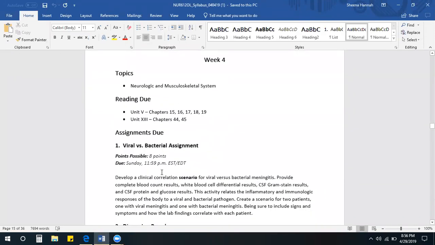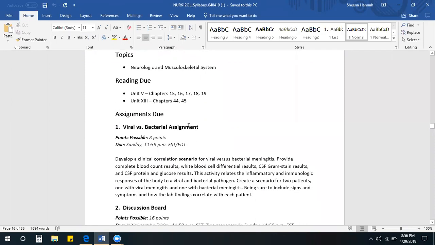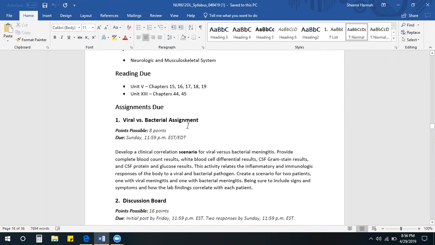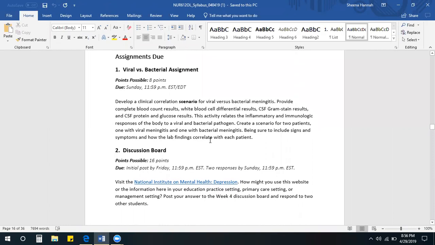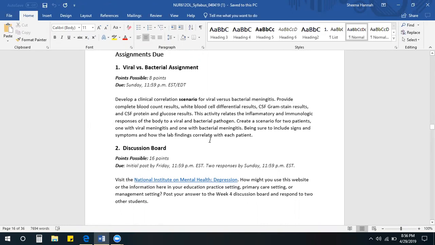We're moving on to week 4. So we're going over neuro and musculoskeletal systems this week. You'll read chapters 15, 16, 17, 18, 19, and then 44 and 45. I wanted to go over this viral versus bacterial meningitis assignment. Seems like every semester I have a couple students who do this in a way that is not the most desirable. We'll just put it that way.